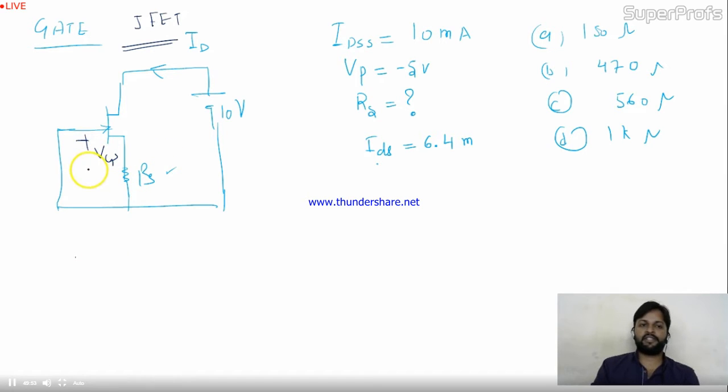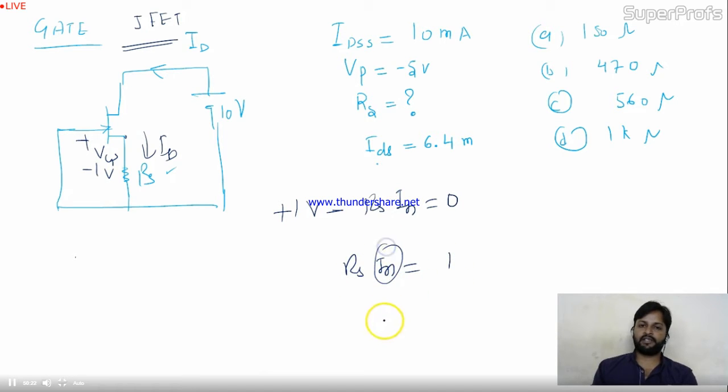Okay, so VGS you calculated minus 1 volt. Now we'll apply over here. In this circuit, the current is ID only, because IG is 0, so ID is the source current. So I'm going to apply here 1 volt, and this is minus RS ID equal to 0. Is it okay? So RS ID is 1 volt. What is ID? RS is 1 by ID.